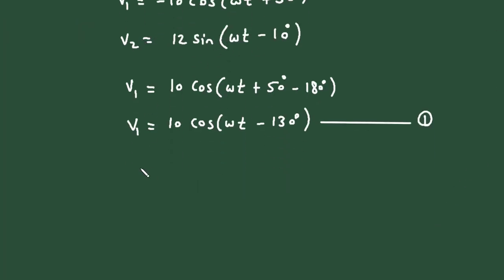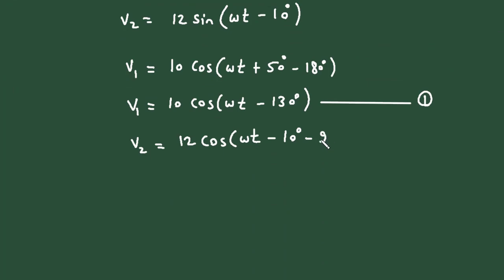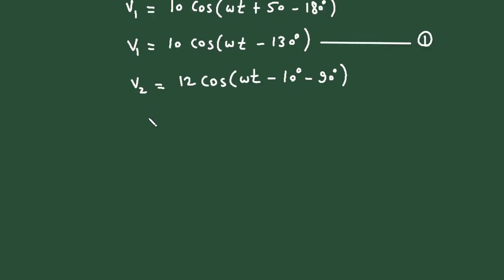Now next, V2 is equal to 12. Now in place of this sine, we have to replace it by cos omega t minus 10 degree. Since we change this sine to cos, here we have to add minus 90 degree to it. So we have to add minus 90 degree. Therefore V2 is equal to 12 cos omega t, and this will be minus 100 degree. So this is equation number 2.